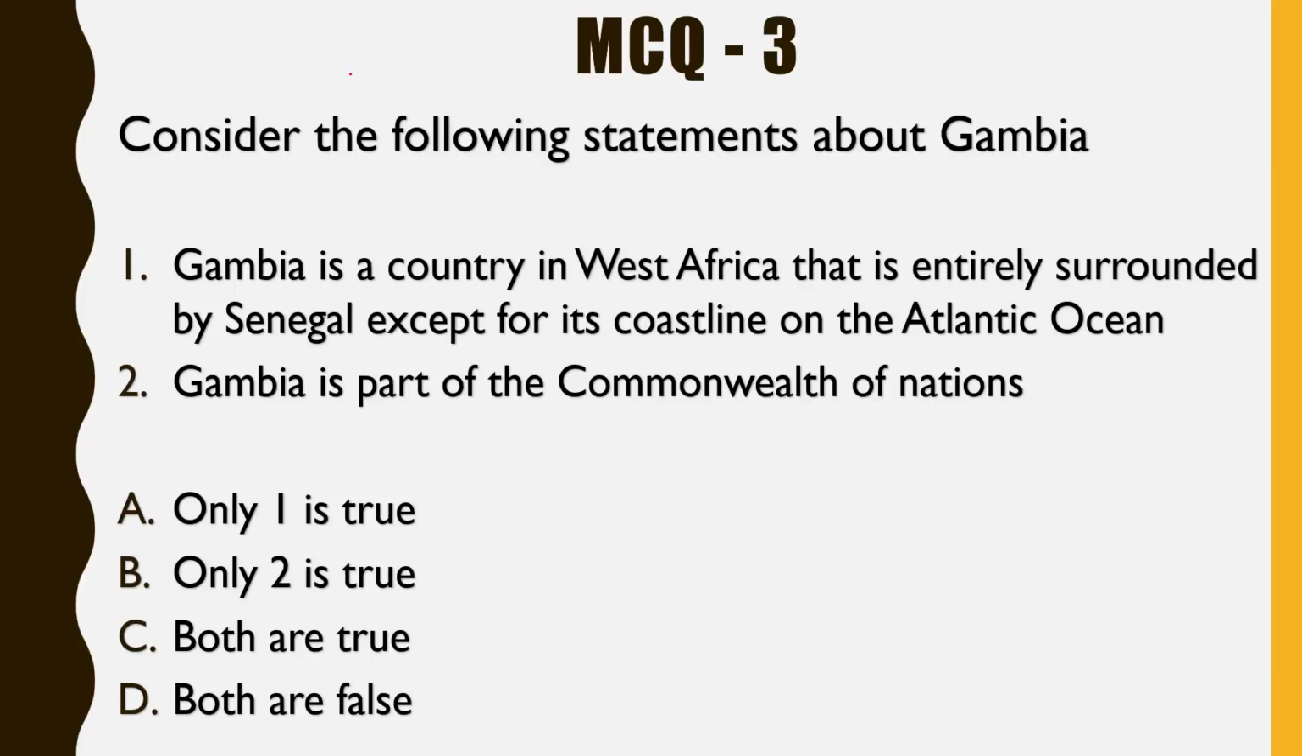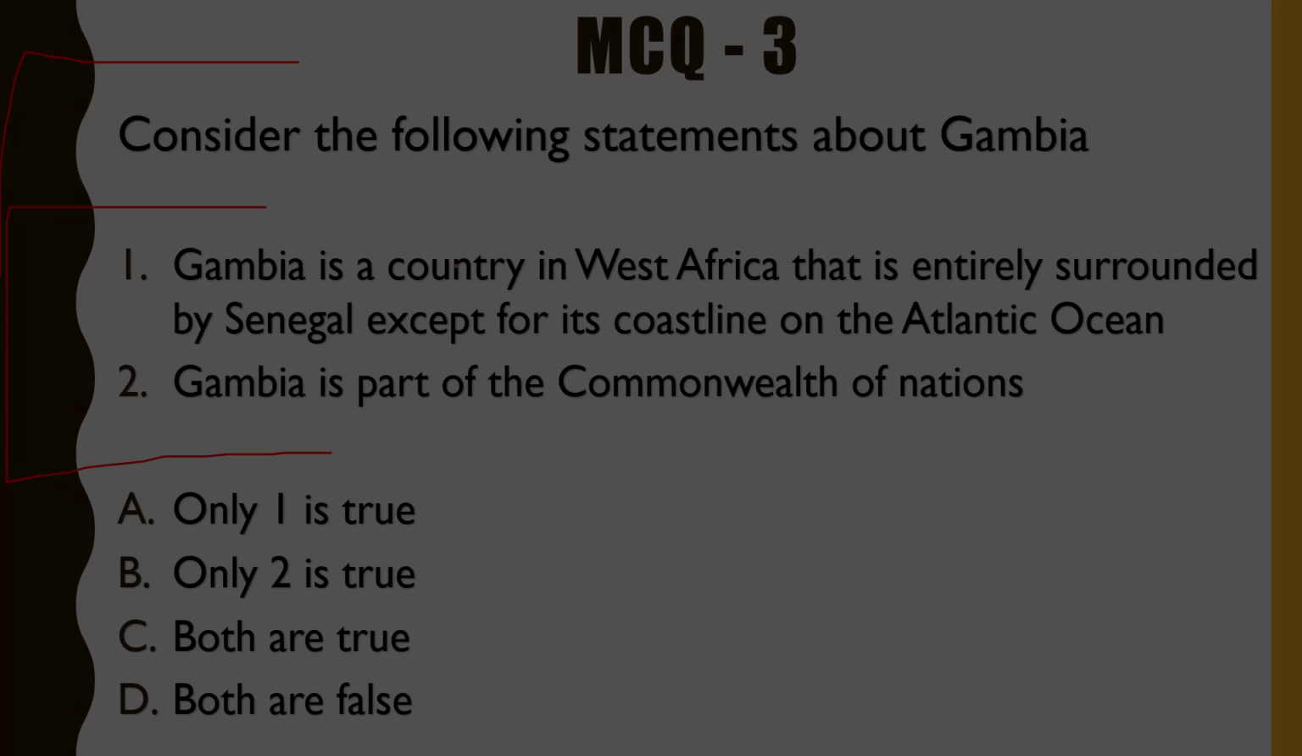So over here we are going to talk about the country of Gambia. We have 2 statements about this country. The first statement is, Gambia is a country in West Africa that is entirely surrounded by Senegal except for its coastline on the Atlantic Ocean. Alright. The second statement is, Gambia is part of the Commonwealth of Nations. So let's figure out whether the first statement is correct or not.